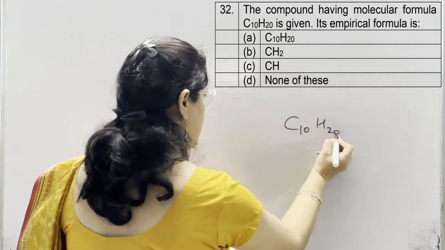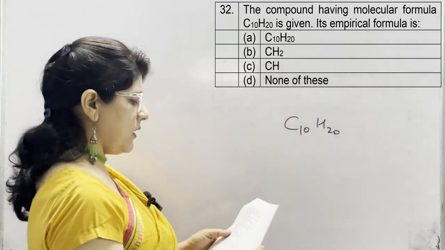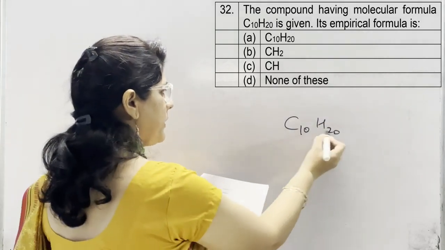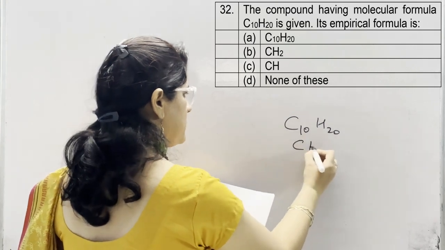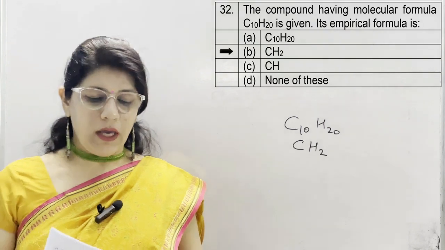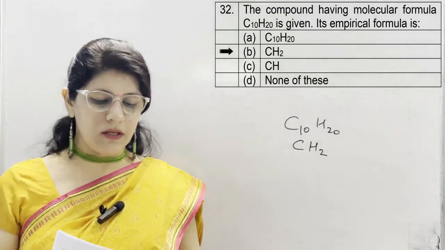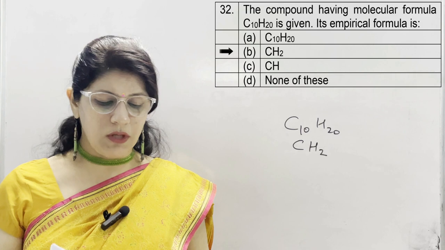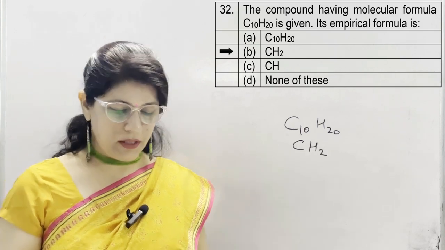In question number 32, the compound having molecular formula C10H20 is given. Its empirical formula is, the common number from 10 and 20 is 10. So it means CH and 2. So empirical formula is just CH2. A option is C10H20, B is CH2, C is CH, and D is none of these. So B option CH2 is correct.